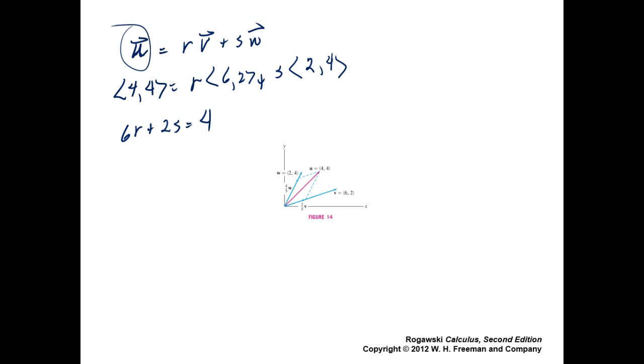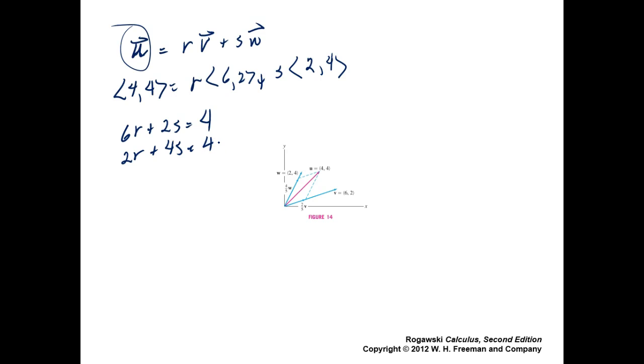Well, by your first components, you get 6r plus 2s is equal to 4. Second components give you what? r, right, is equal to 4 also.